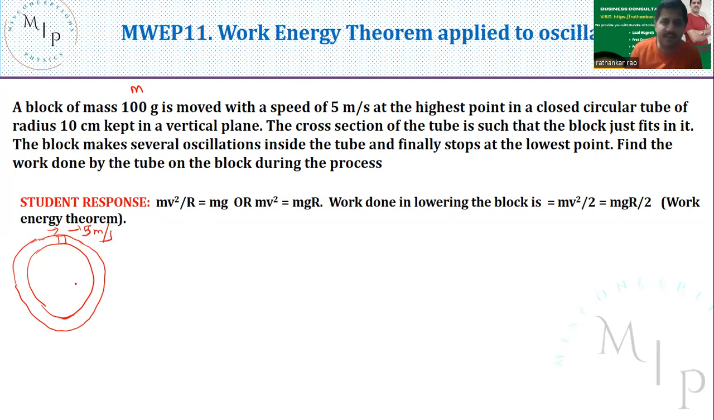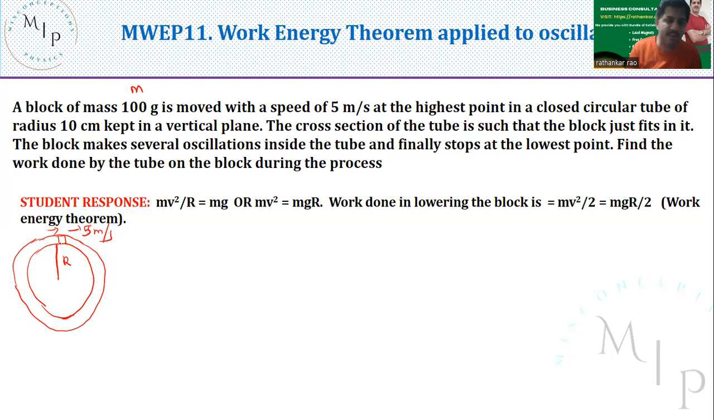So don't consider that this is a vertical circular motion. This is what most of them do. At the highest point, the radius is 10 centimeter. The cross section of the tube is such that the block fits exactly into it. It exactly fits into it. The block makes several oscillations inside the tube and finally stops at the lowest point.